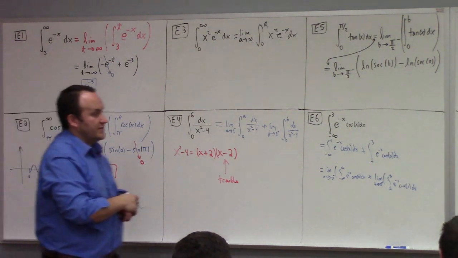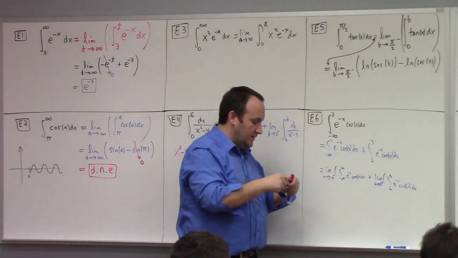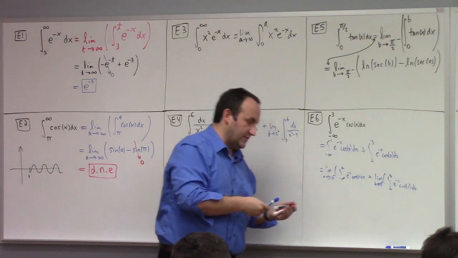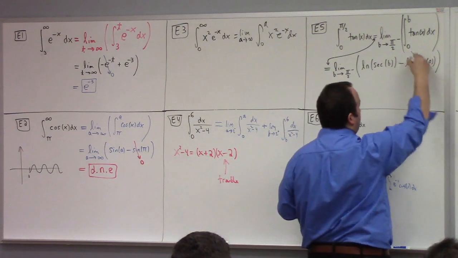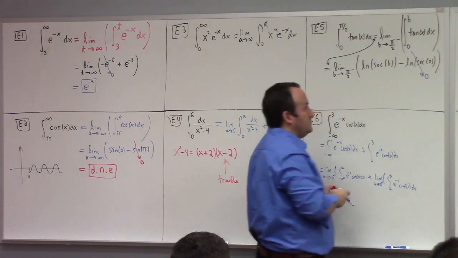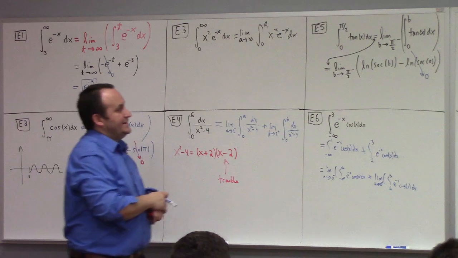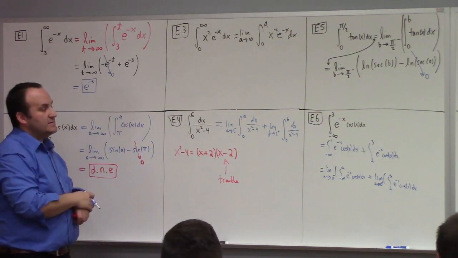And of course, secant of 0 is 1, right? Secant of 0 being 1, because 1 over cosine of 0 is 1 over 1, which is 1. But natural log of 1 is 0. So this piece here drops out. All right. And the first one, though, what's that?